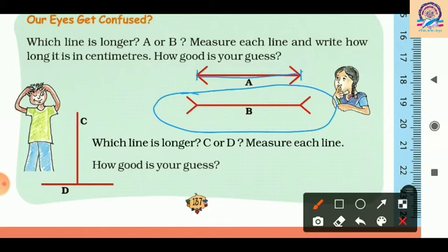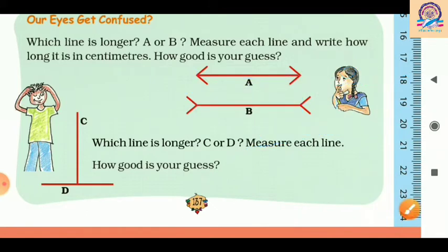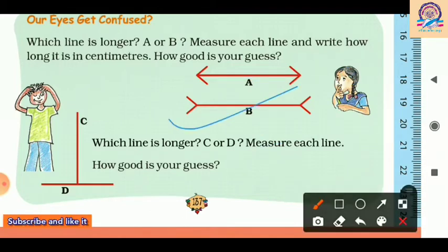I measured it and found it was 4.6 centimeter. Similarly, first find the end point of line B. That was the end point, and I measured it and found it was also 4.6 centimeter. So now we can say that line A and line B are both equal, both have the same length. B is not longer, but at first view anyone can say that yes, B is longer than A, but it's not true.